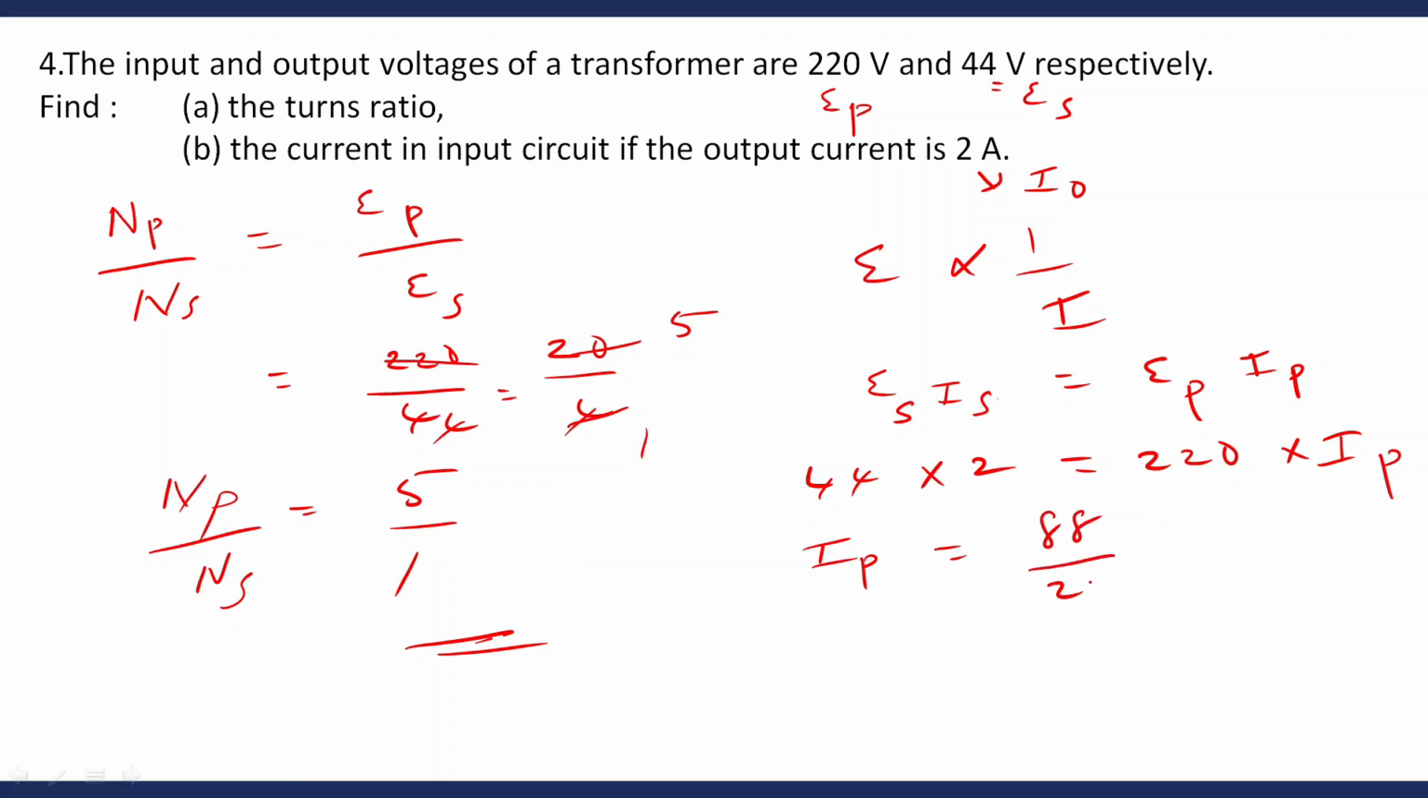88 by 220. 11 table: 11 eights are 88, 11 twos are 22, 4 twos are 8, 4 fives are 20. Ip, the current in the primary coil, equal to 2 by 5. 2 by 5 equal to 0.4 ampere.